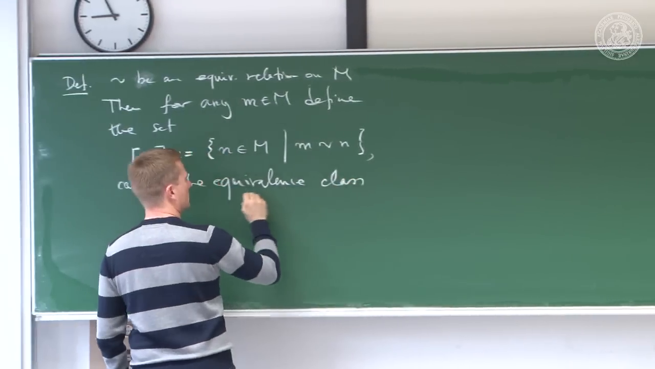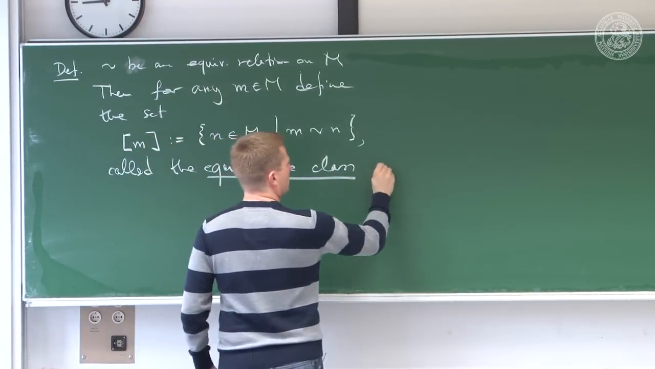then for any element of M, we define a set, and the set gets a funny name. It's M with square brackets around it, but it's a set and has a simple definition. Those are all those elements N of the set M which are equivalent to M. So once we have an equivalence relation, we very often read this as M is equivalent to N. Okay, this set is called the equivalence class of this element M.